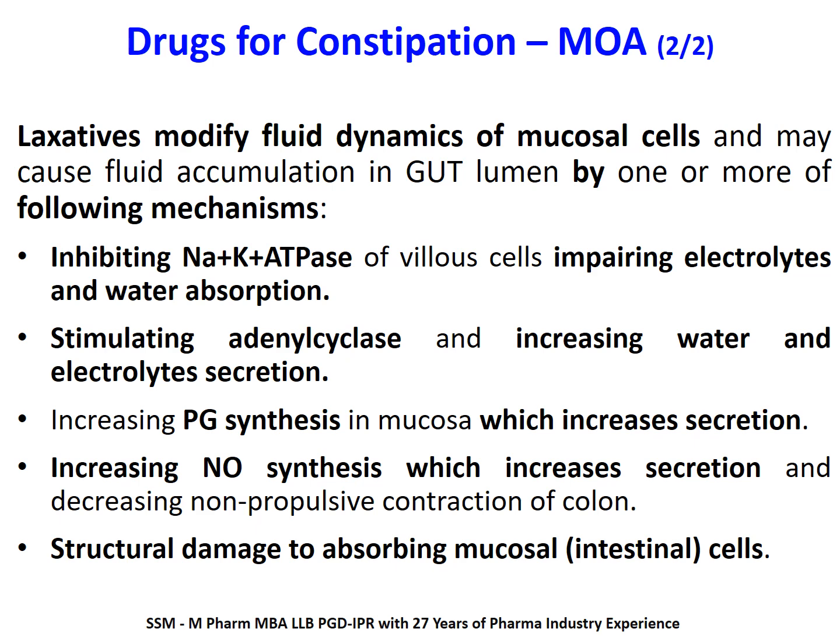By increasing PG synthesis in mucosa, which results in increase in secretion. Next is by increasing NO or nitric oxide synthesis, which increases secretion and decreases non-propulsive contraction of colon. Next is by structural damage to absorbing mucosal intestinal cells.